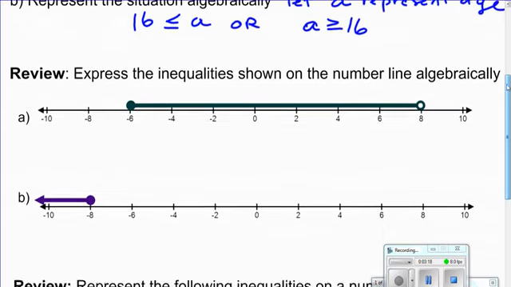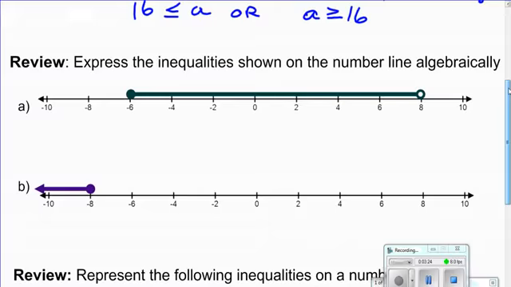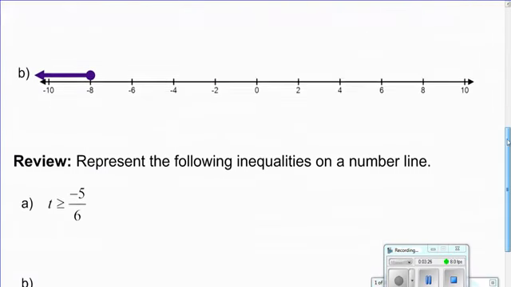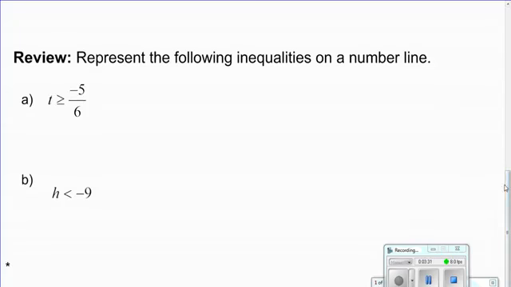Okay, you are going to do A and B on your own, these two review questions, so that we can check them together tomorrow. And we're going to do these two together. So I'm going to draw number lines. You should draw number lines, and then we'll work through this.